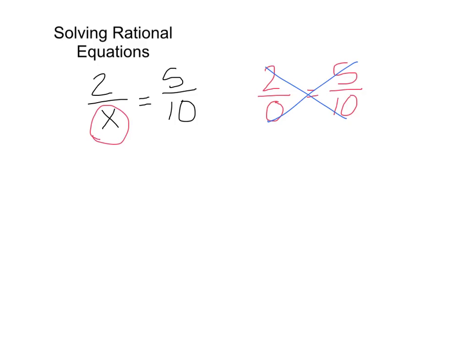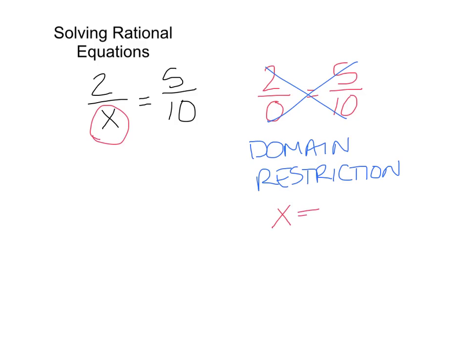Therefore, in order to solve these equations, one of the first things we're going to need is to look for something called a domain restriction. Domain restriction is just finding the numbers that would make the denominator 0 and making sure that you exclude those from your answer set. So in this case, the number that would make the denominator 0 would be 0. So x cannot equal 0. That's our domain restriction for this problem.